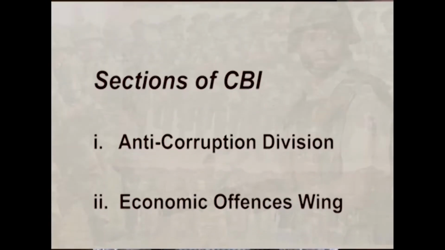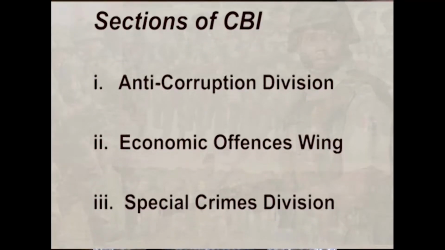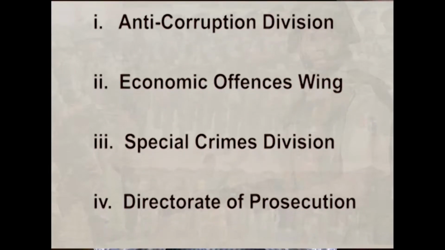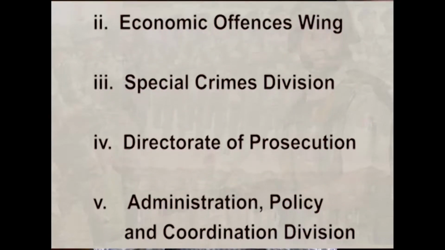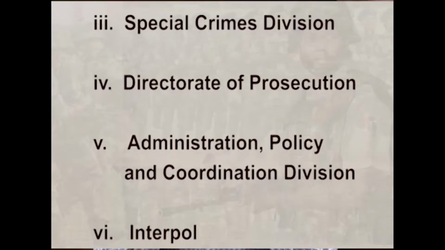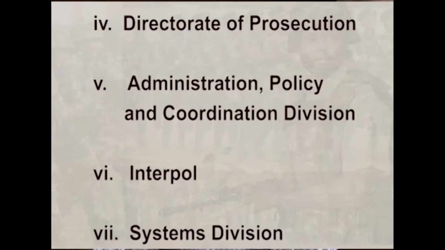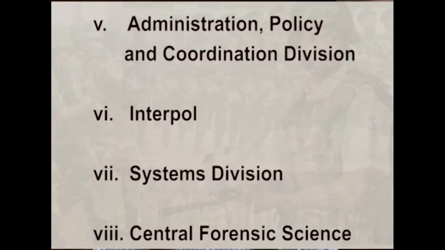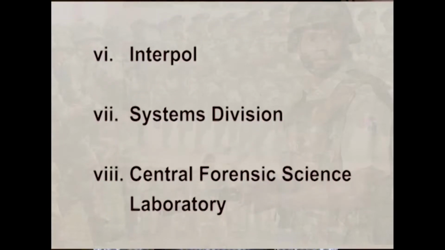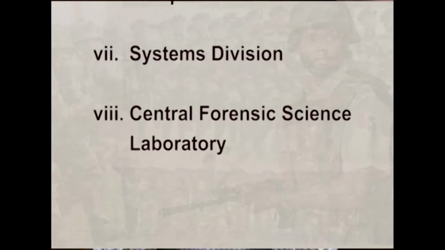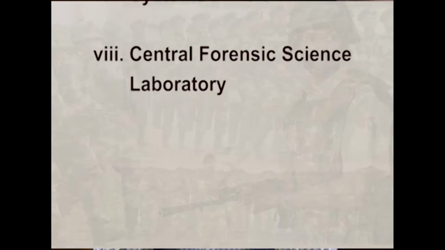Special crimes such as cases of terrorism, bomb blast, sensational homicides, kidnapping for ransom and crimes committed by the mafia or the underworld. What are the sections of CBI? The sections of CBI are Anti-Corruption Division, Economic Offence Wing, Special Crime Division, Directorate of Prosecution, Administration, Policy and Coordination Division, Interpol, Systems Division, Central Forensic Science Laboratory.